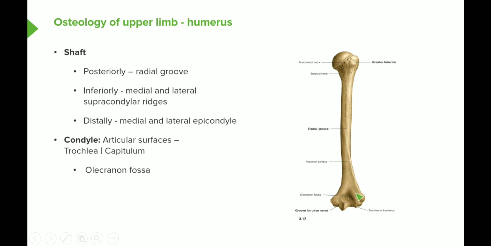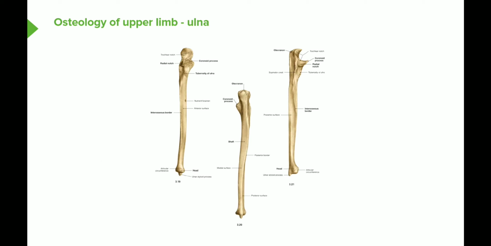If we look at the posterior surface of the distal humerus, we can then see that we have the olecranon fossa, and this is an important shallow depression for the olecranon, which is a bony structure on the ulna. And we'll look at that next as we look at the ulna.